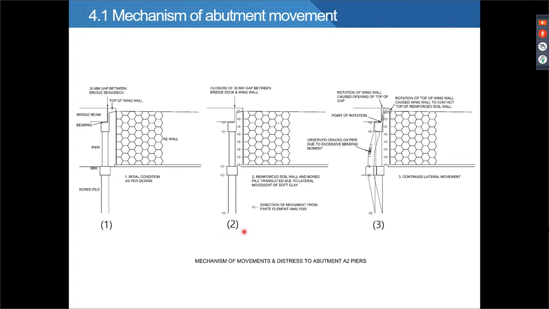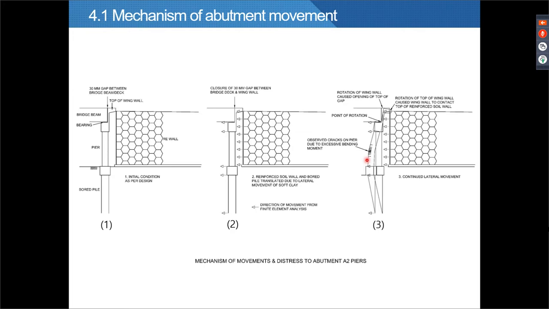The wall has undergone some translational lateral movement in the soft clay to the left due to the construction of the embankment, which is about 50 meters away. And therefore, the gap is closed. Further movement of the wall has caused the pier to rotate at the point of rotation and caused the gap to reopen. At the same time, tension crack will form on the outer face of the pier when the bending moment was exceeded. So this is the mechanism.